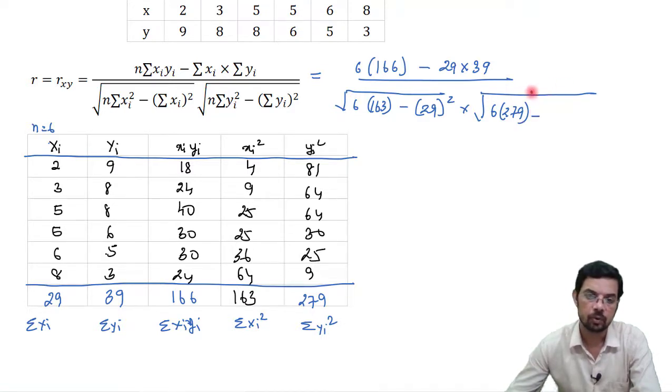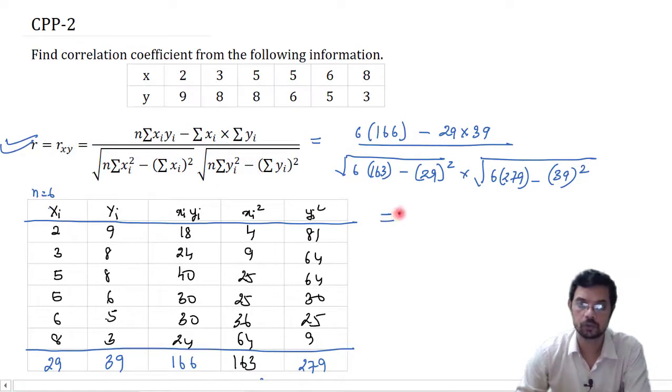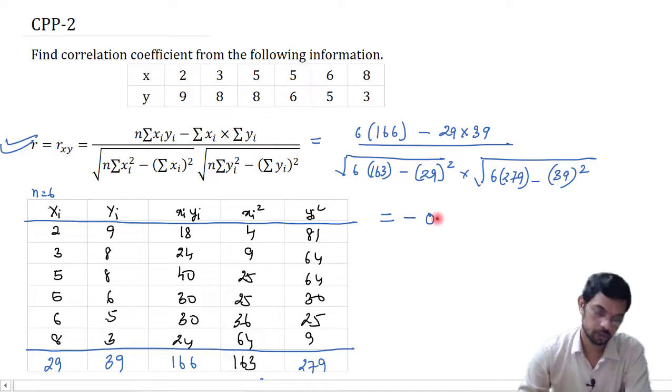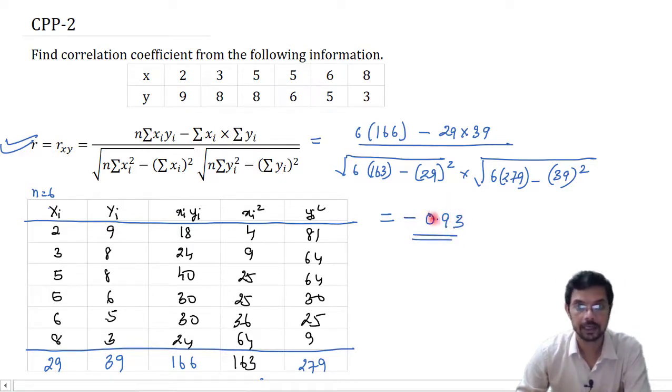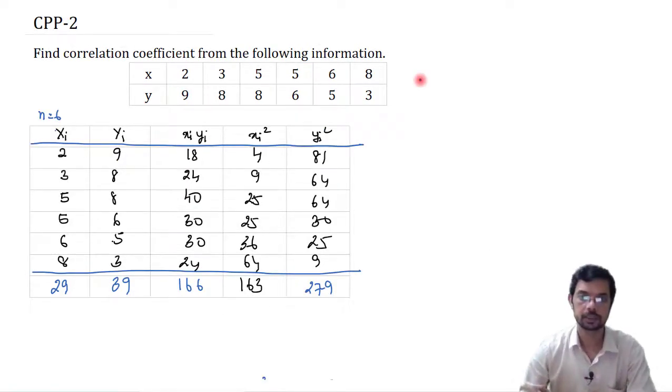minus sigma yi whole square. Where is sigma yi? Sigma yi whole square. Sigma yi is 39. So we have 39 whole square. When we calculate this, this is equal to minus 0.93. That's it. So now let us see how to solve this problem using the conventional or original formula.